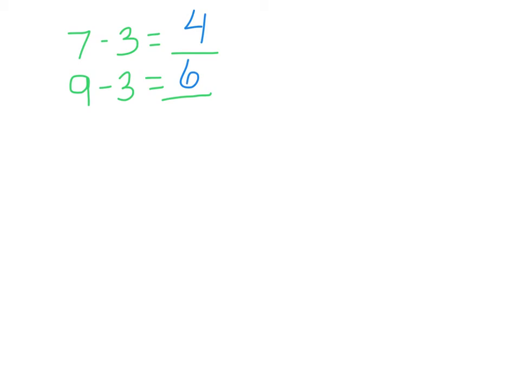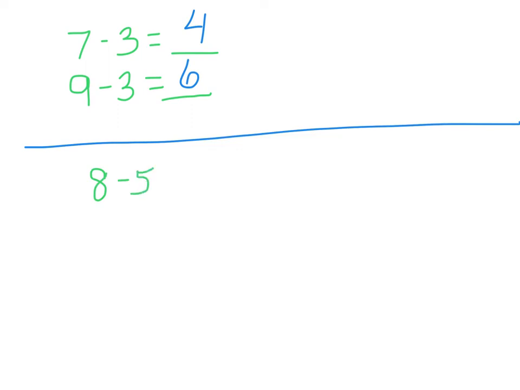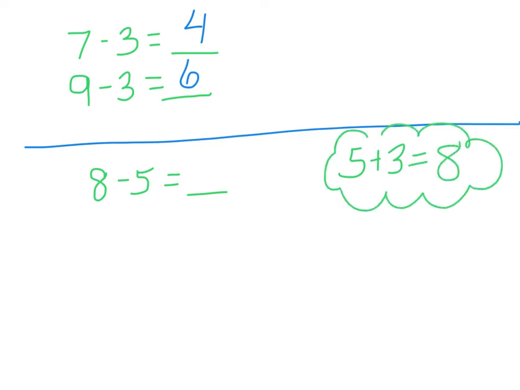Another way to find the difference, or another way to subtract, is to think about a missing addend to subtract. For example, we would be looking at the related addition sentence. So consider this subtraction sentence. 8 minus 5 equals blank. Well, if you know that 5 plus 3 equals 8, then you would know that 8 minus 5 leaves 3.